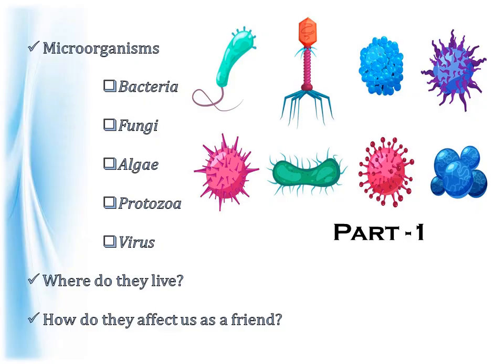Before starting part 2, let us briefly revise what we covered in the first video of chapter 2. We studied what microorganisms are. The living organisms around us which we cannot see with our naked eyes are called microorganisms. They are called microorganisms because they are very small in size. Then we studied the classification of microorganisms: bacteria, fungi, algae, protozoa and virus.